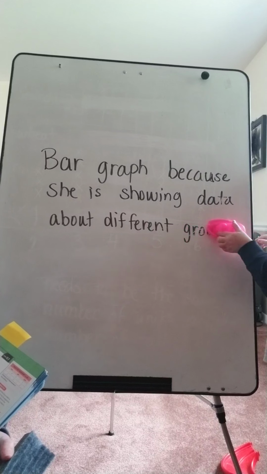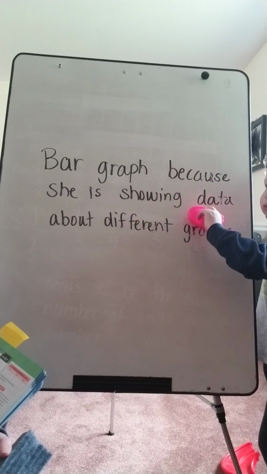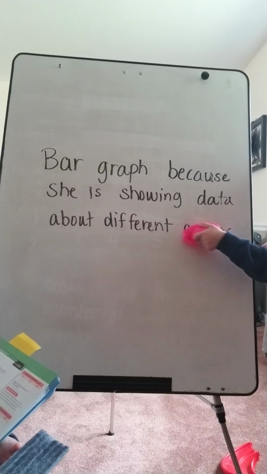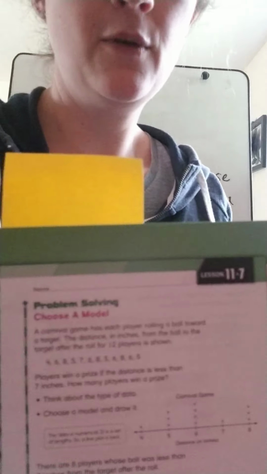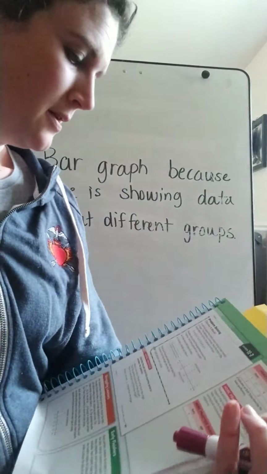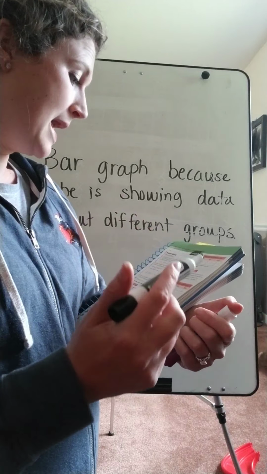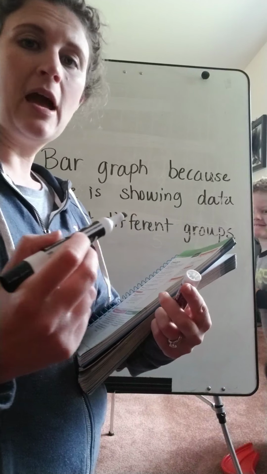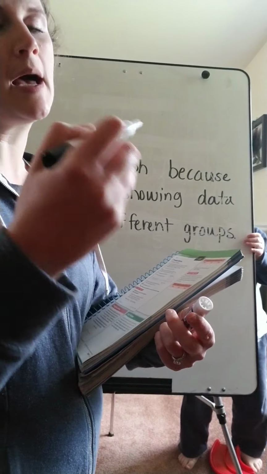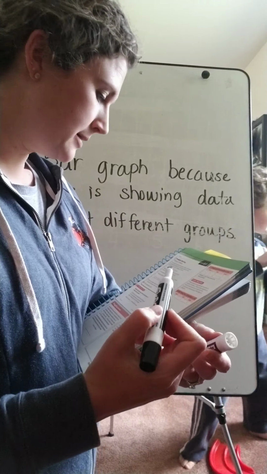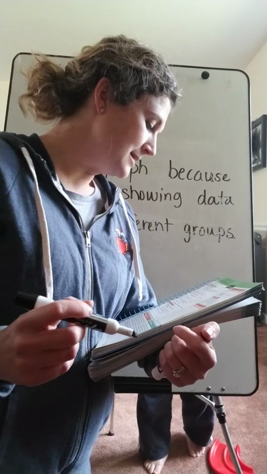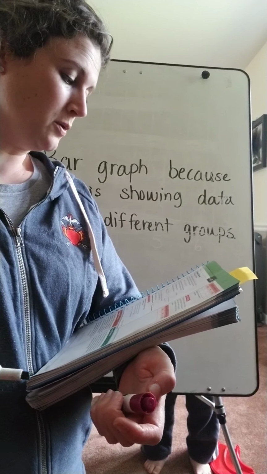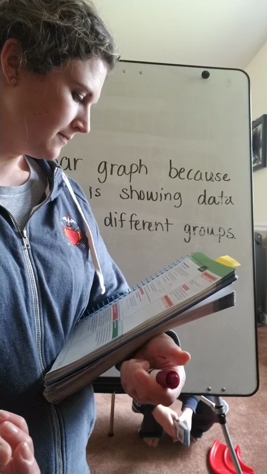So again, think about the type of data. Choose a model and draw it. So they chose to do a line plot, which I'm going to hold up for you to see. I know it's the same in your book, but you have the line plot. So they've numbered from 4 to 8, and then they've counted up how many 4s, how many 5s, and so on, and they put the X's. So there were 8 players whose ball was less than 7 inches from the target after the roll. So 8 players win a prize.